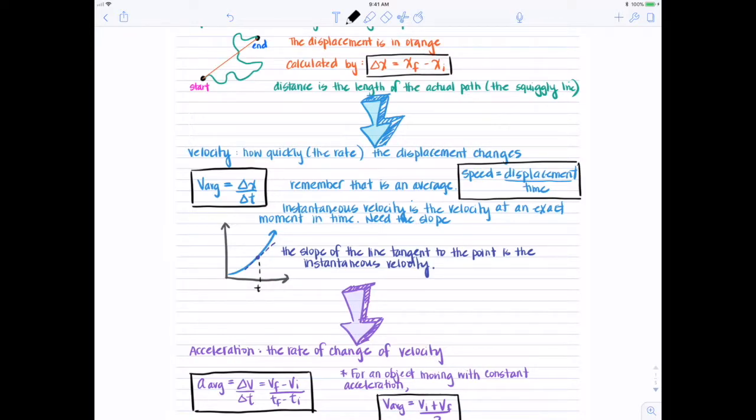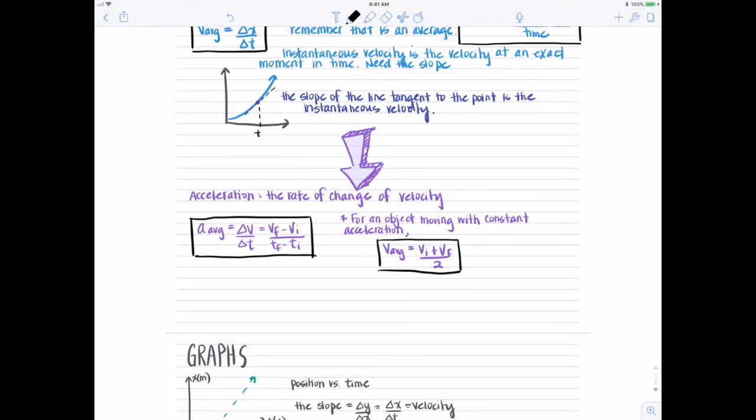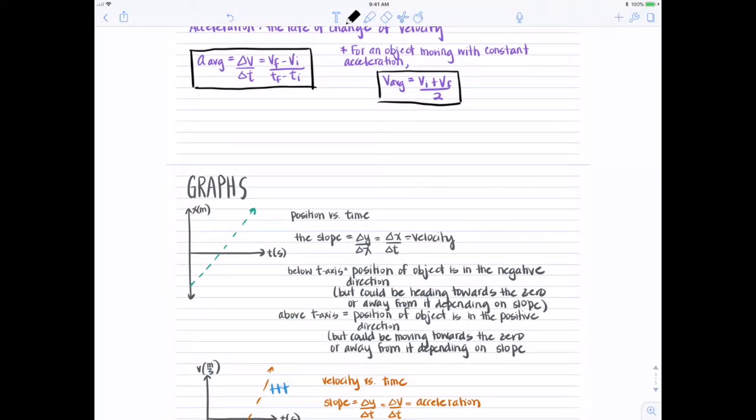Then once we talked about velocity, we began to talk about the rate at which velocity changes, which we called acceleration. And we calculated the average acceleration as being delta v over delta t. And remember, anytime you see delta, that means final minus initial. For an object that's moving with a constant acceleration, the average velocity is simply v initial plus v final divided by 2. Then we took a look at the graphical representation of these values.